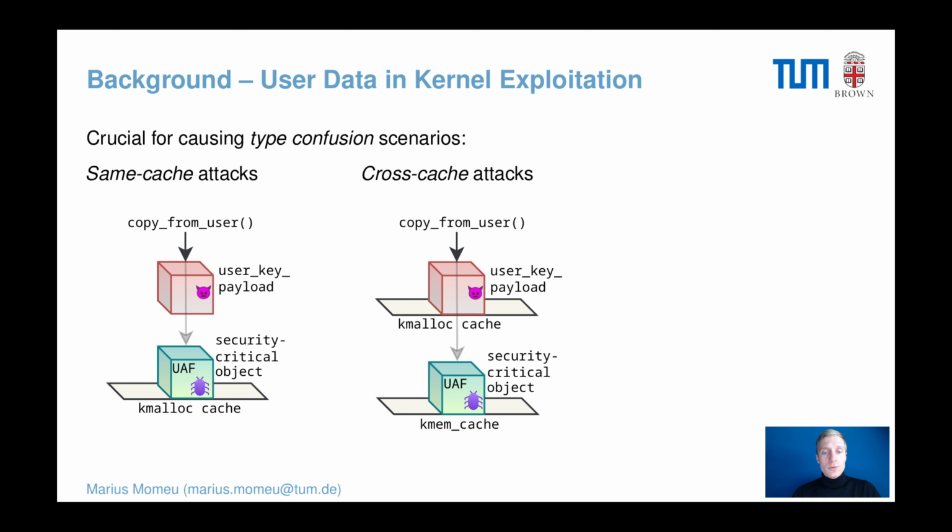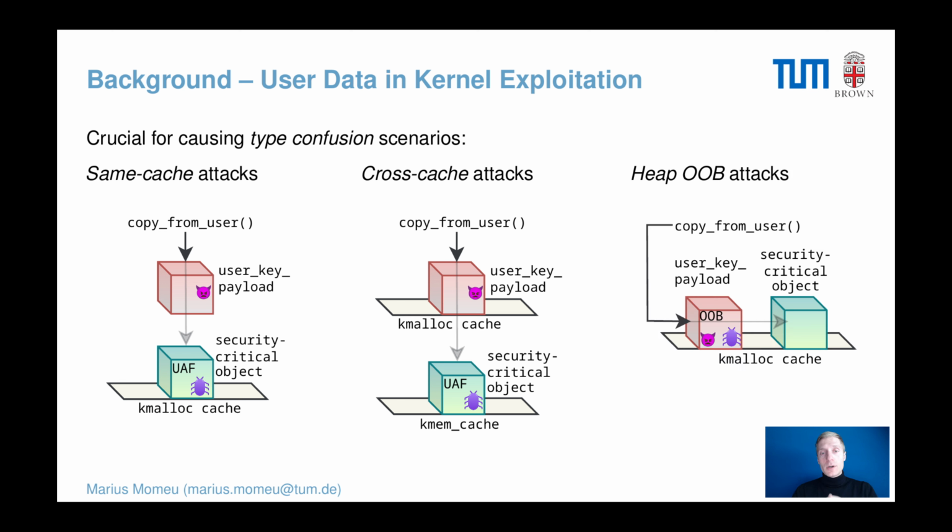Similarly, if the two objects were allocated in different caches, attackers could now trick the underlying page allocator to reallocate the affected page where the security-critical object was stored for a page that stores user_key_payload objects, allowing them now to cause type confusion again and manipulate the contents of the security-critical object. In Linux, these are known as cross-cache attacks.